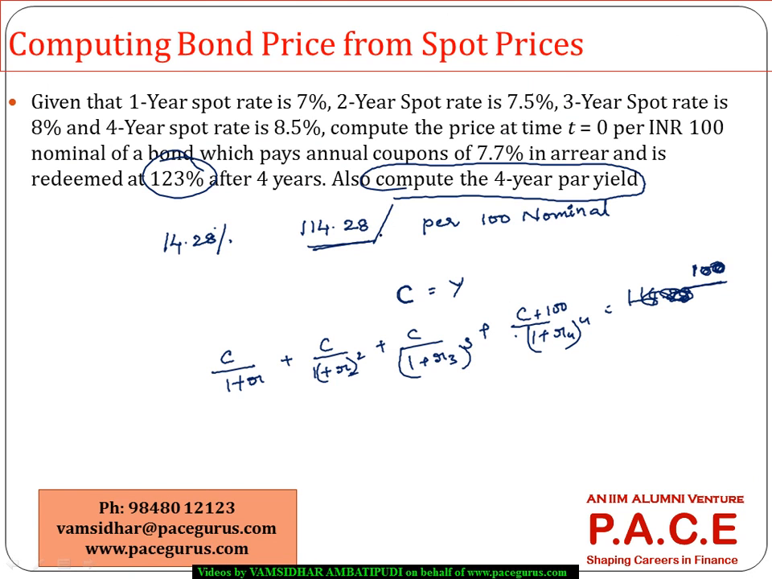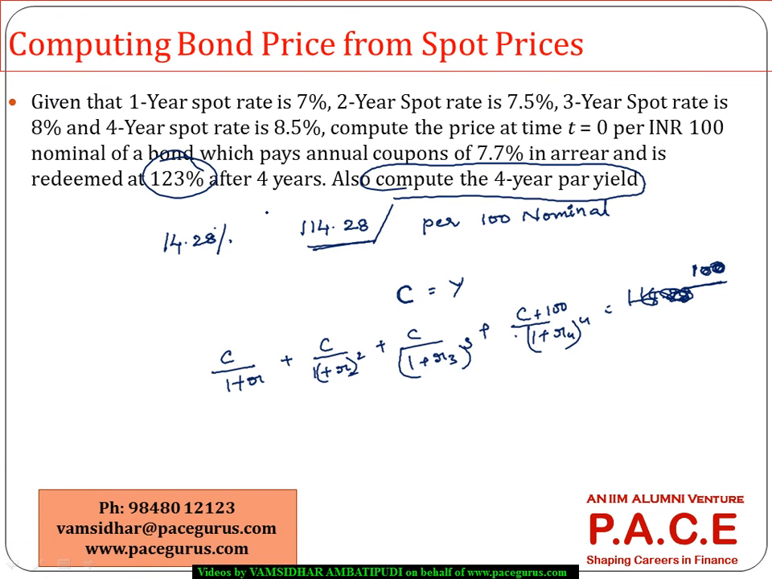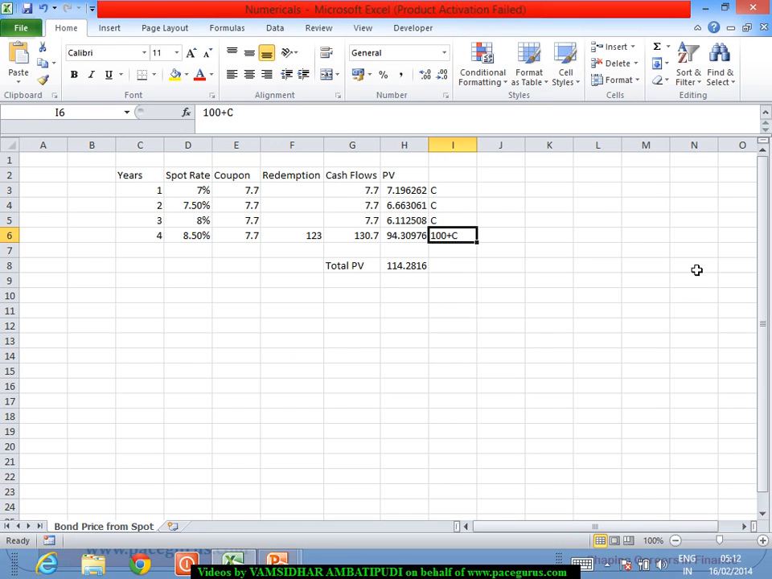I simplify this divided by 1 plus r, this divided by 1 plus r squared. If I take out the C, it is nothing but 1 by 1 plus r1, 1 by 1 plus r2 squared, each year's spot rate, 1 by 1 plus r3 cubed, 1 by 1 plus r4 to the power 4, plus 100 by 1 plus r4 to the power 4, equal to 100. All the numbers are available for us. So what we can do is first compute the discounting factors.